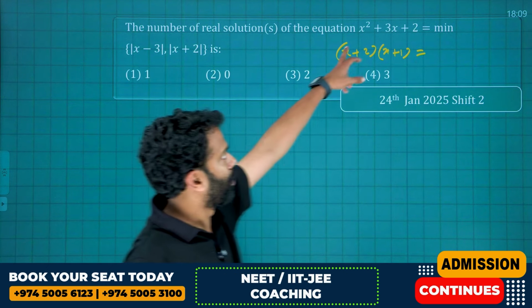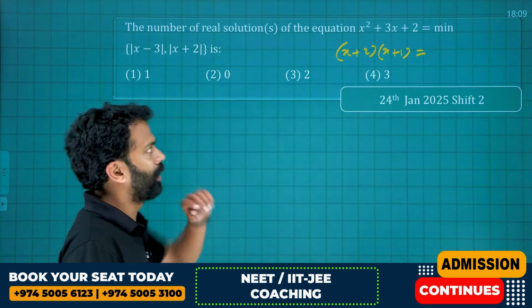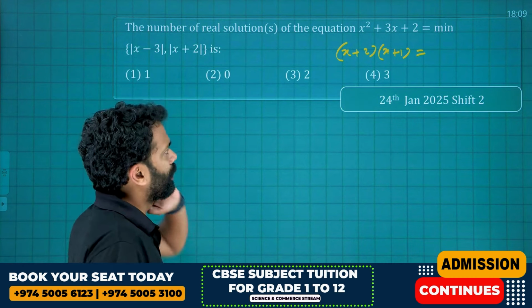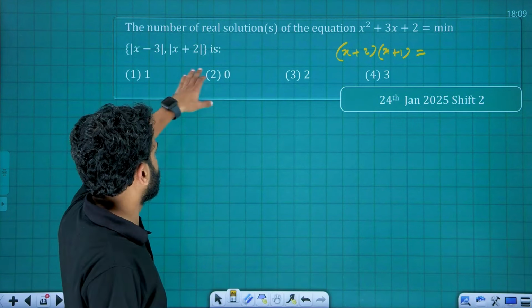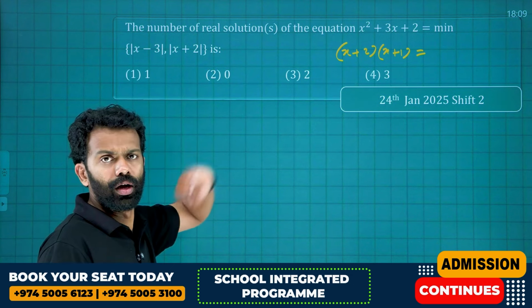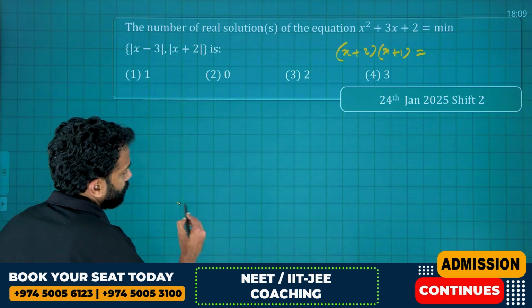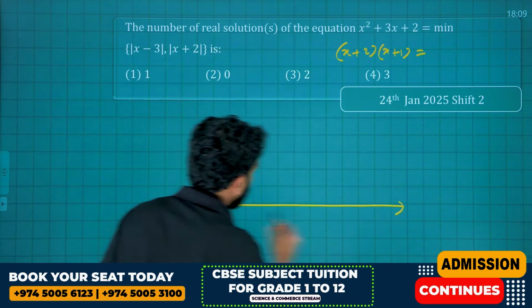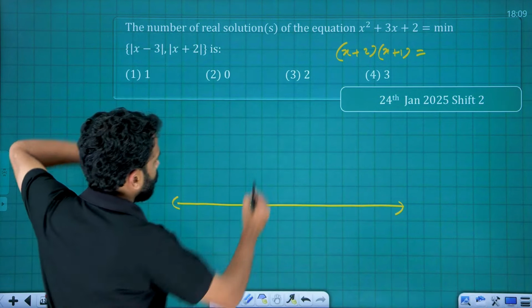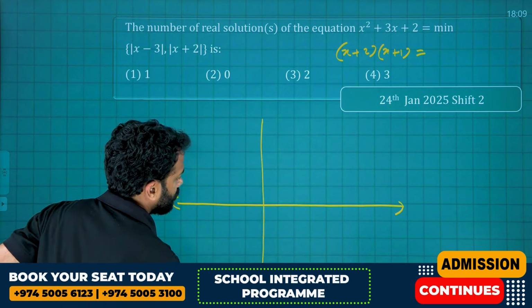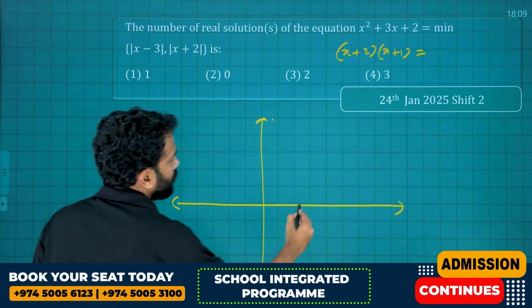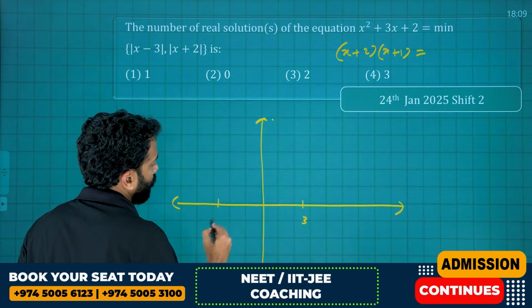This will be a parabola. Okay, x square plus 3x plus 2 will be a parabola. We can do that later. We need to formulate this one first: minimum of mod x minus 3 comma mod x plus 2. Okay, let's start from a figure here. Take this as the y axis. So this is point 3 and this is point minus 2.